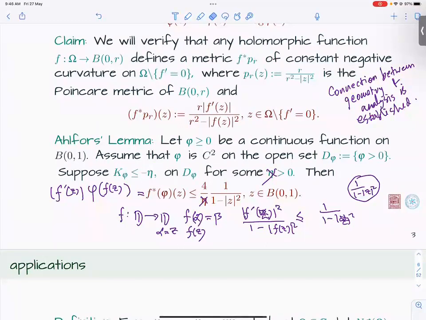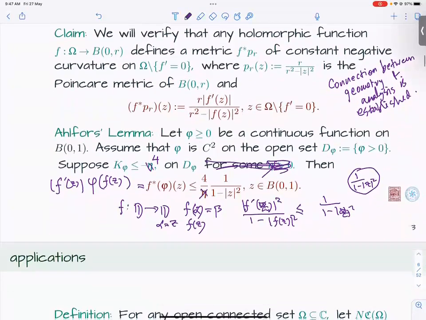So this eta you forget. I'm going to take it to be just 4. So this is not necessary. Then f prime z absolute value times phi of f z is less or equal to 4 times 1 minus absolute z squared. So this is saying in the earlier case, if you take phi to be just 1 over 1 minus absolute z squared, if p was the usual Poincare metric, then you will get f prime z absolute value divided by 1 minus f z absolute squared, which is a particular case.